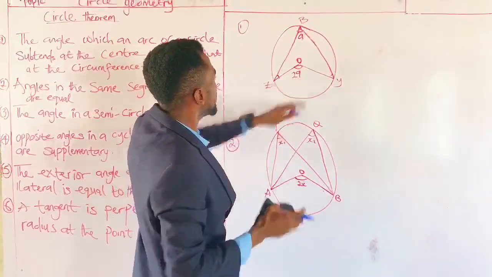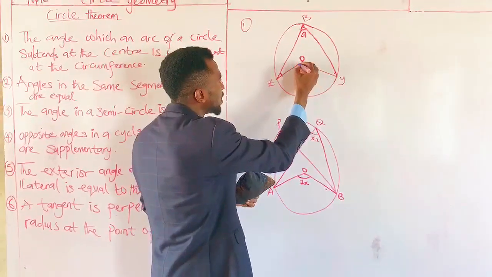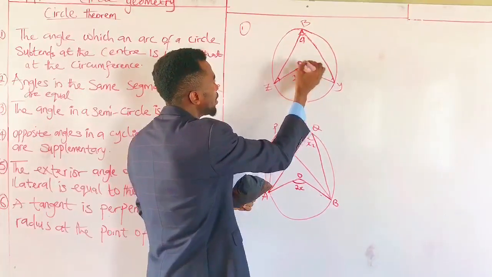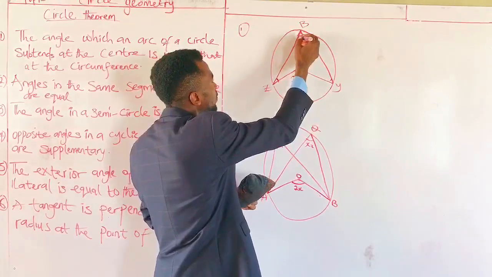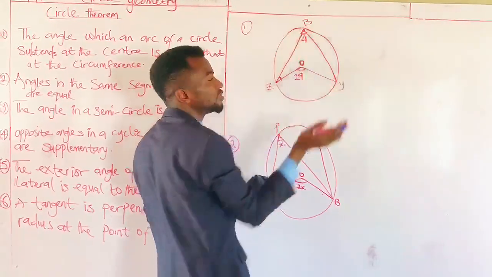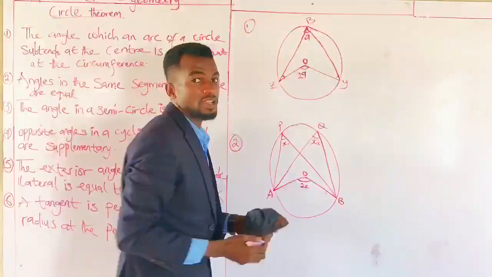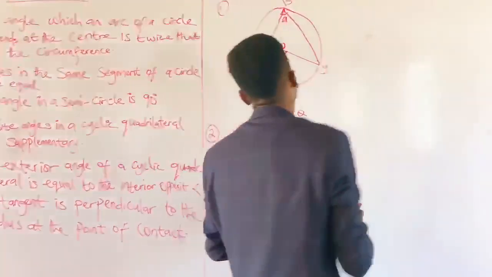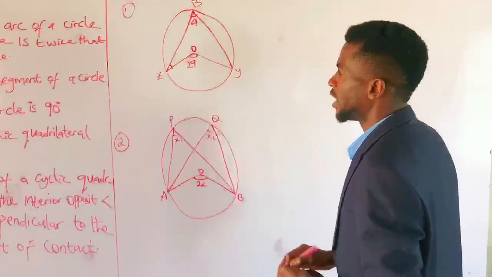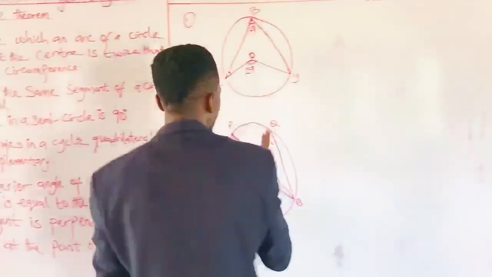So this one, the angle sustained at this center O, is twice the one at the circumference. Mind you, the circumference can be anywhere around the cycle. Alright. Now, the second theorem says that angle in the same segments are equal.